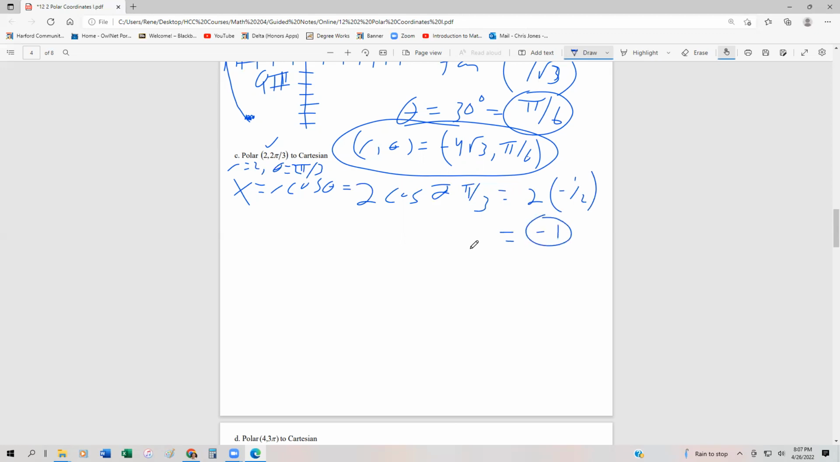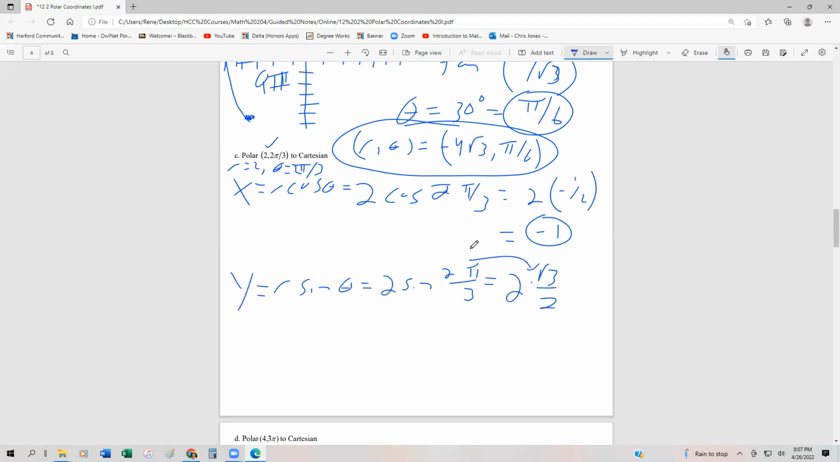x coordinate. And we also remember that y is equal to r sine of theta, which is going to be 2 sine of 2 pi thirds. And we know that that's going to be the square root of 3 over 2. So this is going to be 2 times the square root of 3 over 2.